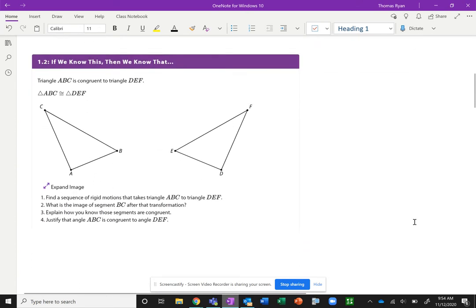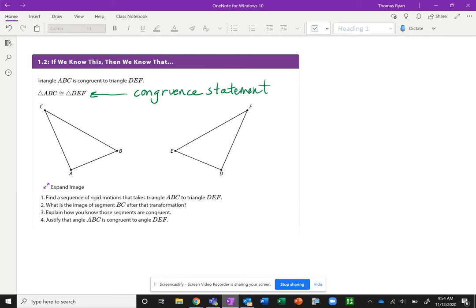Now, let's talk about problem 2 here. It says triangle ABC, which is here on the left, is congruent to triangle DEF, which is here on the right. And this is called a congruence statement. We're going to start seeing these more and more. This is called a congruence statement.